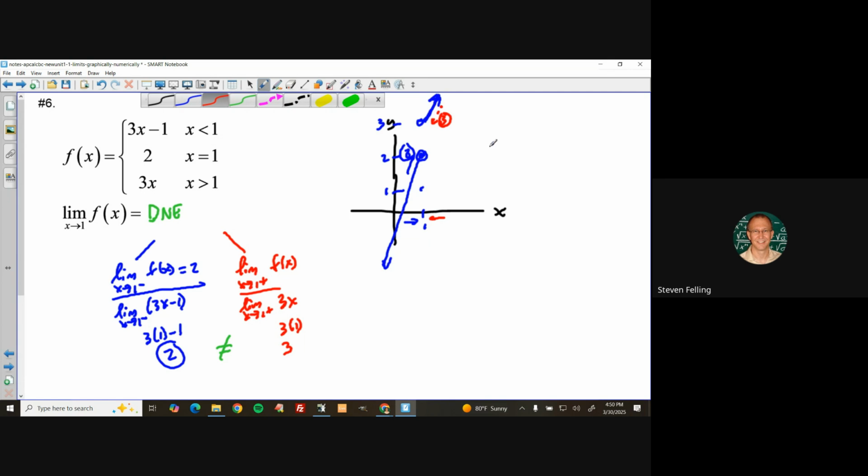You don't have to show the sketch. I'm trying to visually give you an indication of what we're doing when we check the left-hand limit and the right-hand limit. But when we have what's called a piecewise defined function, we're always going to have to explicitly check the left and the right.